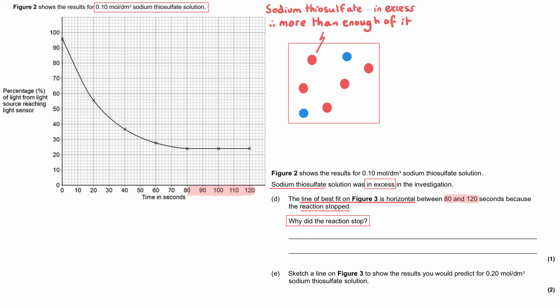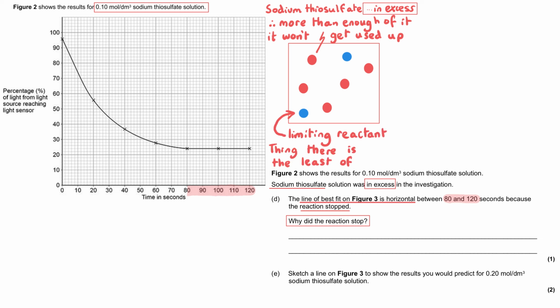Well, when you've got a reaction between any two chemicals, one of them is likely to be present in a higher quantity than the other, and that is what being in excess means. That means we've got more than enough of it, and it will not get used up in the reaction. And the other chemical is the limiting reactant, and that is the one that will get used up.